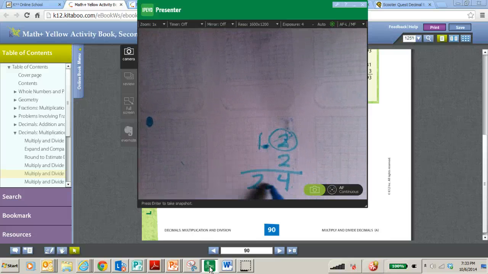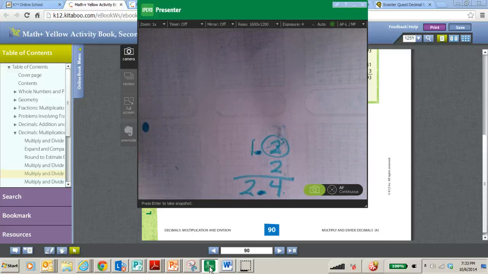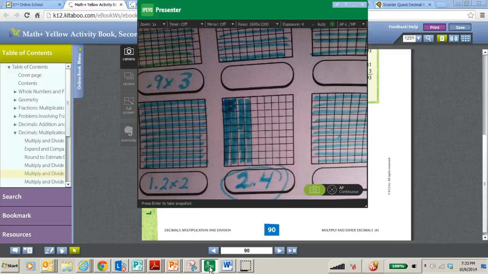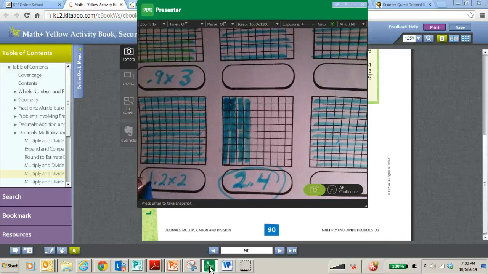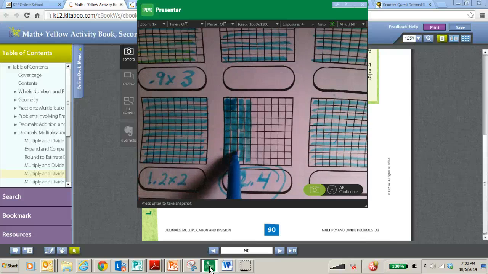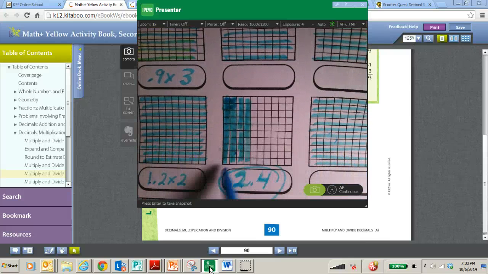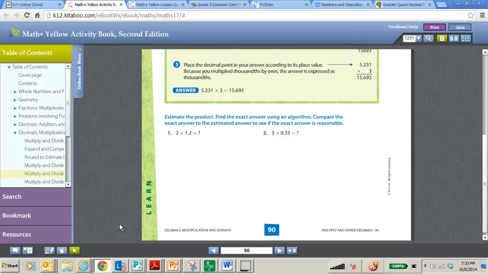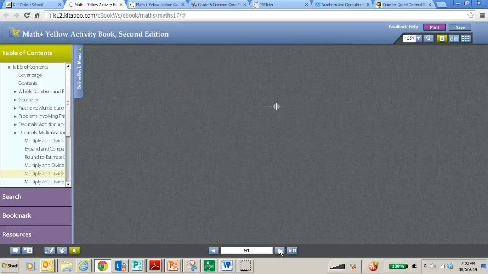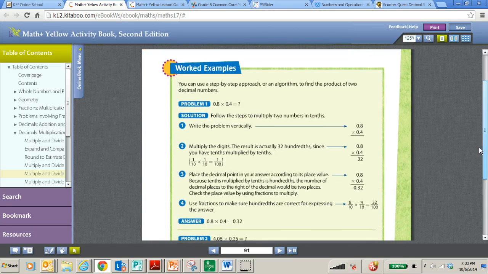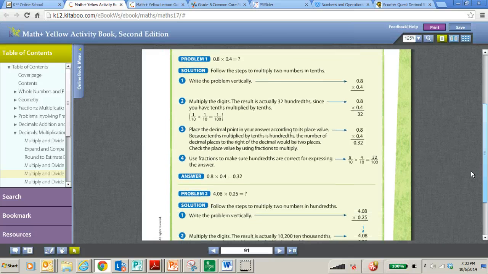This can be very procedural and students don't necessarily understand, but when you model it like this with grid paper, they begin to understand that I have 1 whole with 2 tenths and I have it 2 times. So I have 2 and 4 tenths. So definitely use models, because the models are something that they're likely to see on the end of the year assessment. The next lesson goes into multiplying decimals by decimals.